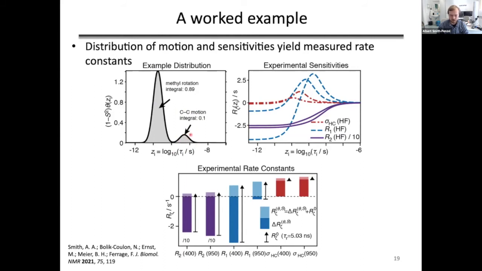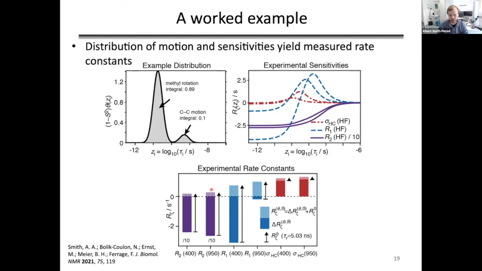Now, the measured rate constants will be the overlap of the sensitivities of the experiments with this function, and also the motion due to tumbling of the internally rigid molecule. And so that's what this shows you.